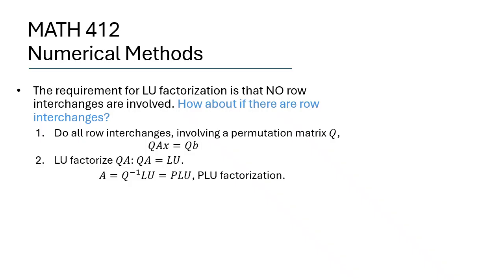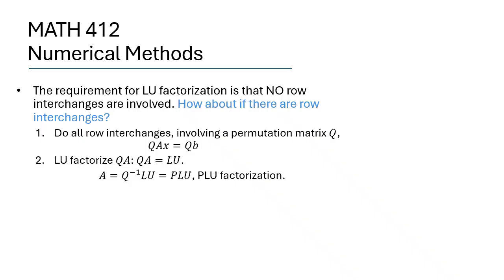With Gauss elimination, we assume no row interchanges at all. How about when we must do row interchanges? That's a case where, when we do Gauss elimination, we have a pivoting issue. Yes, sometimes we have to, and therefore the approach will be like this.